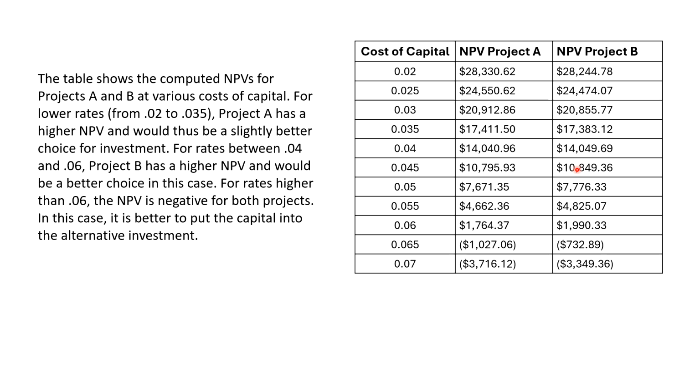So deciding on what project really would depend on what risk you believe these 2 projects are equivalent to in terms of the cost of capital. If you think the risk is roughly equivalent to 0.03 cost of capital, then you would go with project A, although it's pretty close. And if you thought, for example, the cost of capital was 0.045, 4.5%, then in that case you would go with project B, since the NPV is slightly higher there.